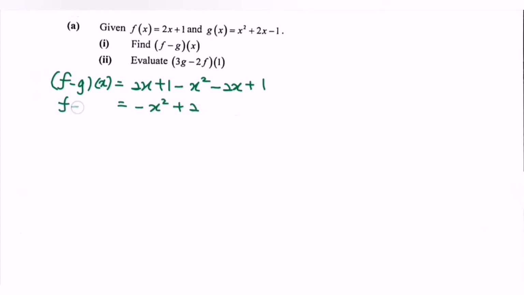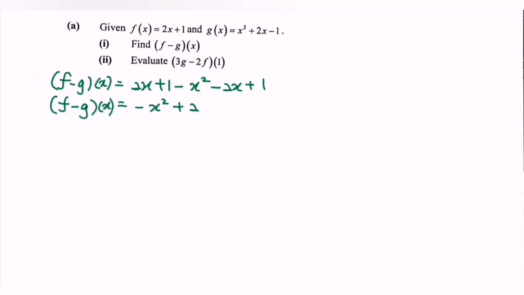So here we have f minus g equals 2x plus 1 minus (x squared plus 2x minus 1). Simplify the expression: negative x squared, then plus 2. So that is the expression for (f minus g)(x).